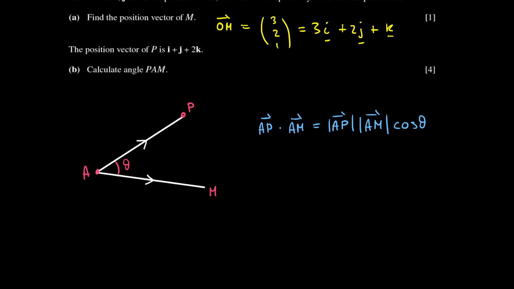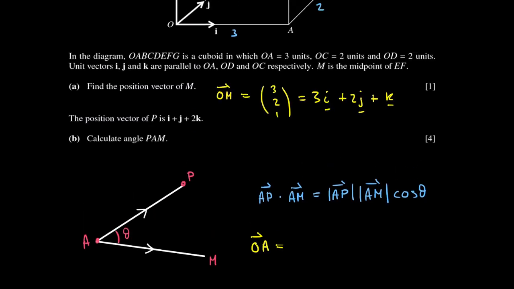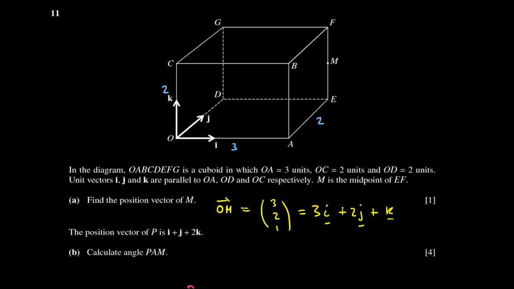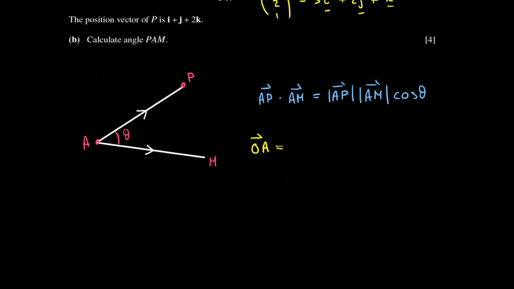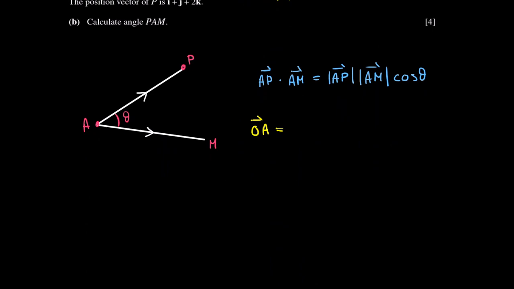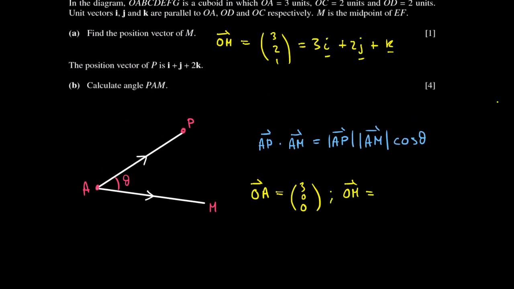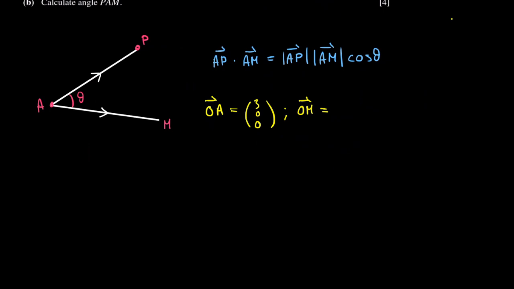Well, I think we should just start by writing these things down, right? So firstly, the vector OA, if I write it in column notation, is going to be 3i and 0j and 0k. So it's 3, 0, 0. So I'm going to write that down. So the vector OA is 3, 0, 0. What was the position vector of OM? Well, we calculated it just a moment ago. That was 3, 2, 1. So I'll write that down there. This is 3, 2, 1.